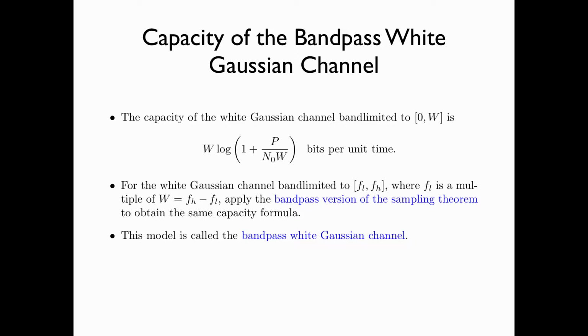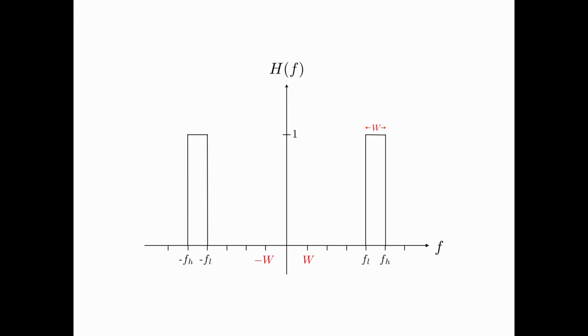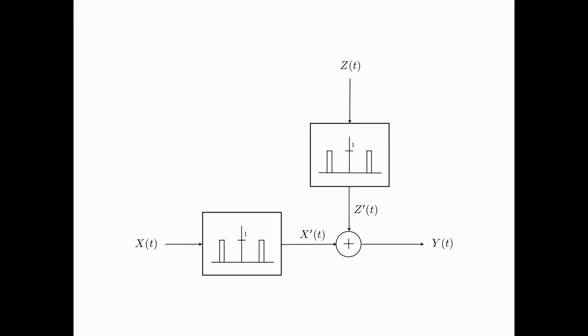This model is called the bandpass white Gaussian channel. When FL, the lowest frequency, is equal to 0, the bandpass white Gaussian channel reduces to the band-limited white Gaussian channel. Here is the filter associated with the bandpass white Gaussian channel. Note that the lowest frequency, FL, is a multiple of W, the bandwidth of the channel. And this is the schematic diagram for the bandpass white Gaussian channel.